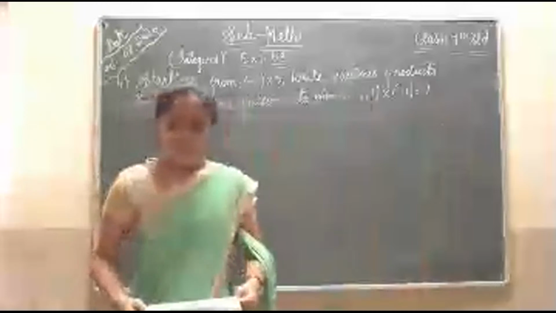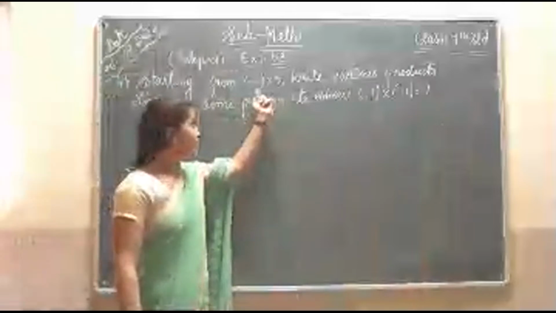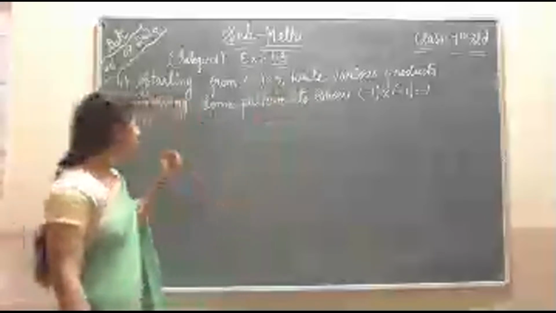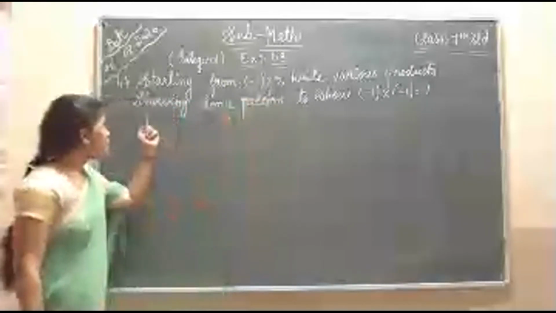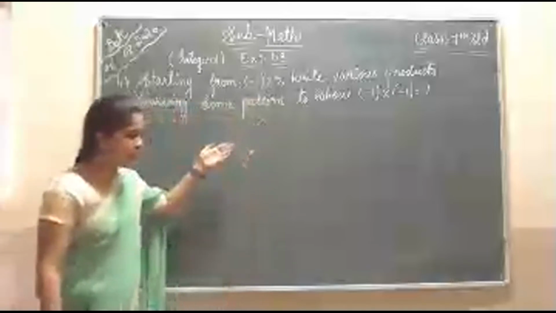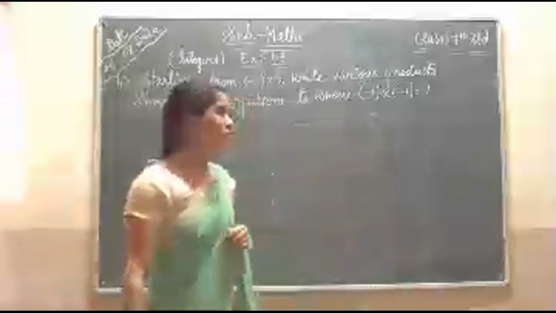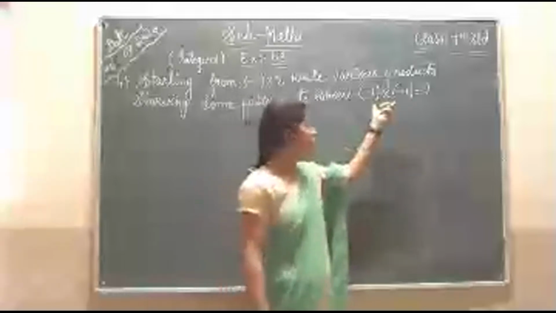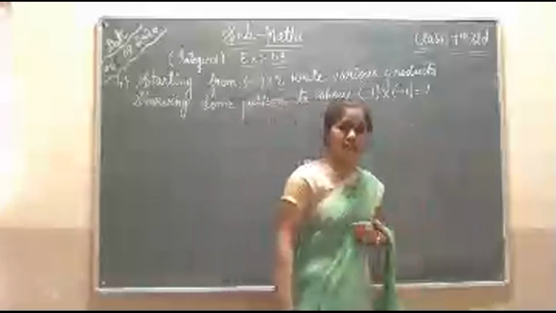See here, what they given here? Starting from minus 1 into 5, write various products. Means we should write various products, different products. Products means multiplication. Here already given, the question is in multiplication. Showing some pattern. Pattern means already we have solved patterns like continuous, stepwise pattern to show minus 1 into minus 1 equals to plus 1. Here there are two negative integers. While we multiply this, if two negative integers multiply, then the answer is always a positive integer.